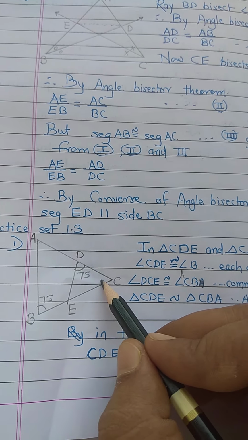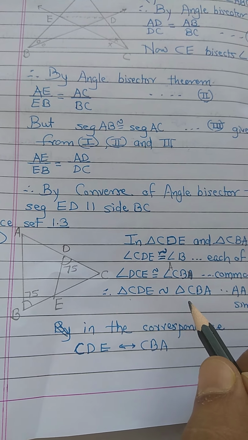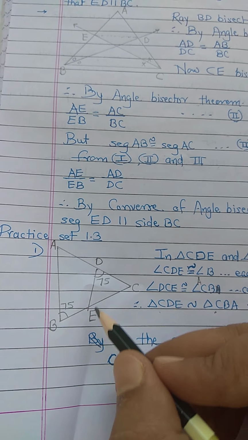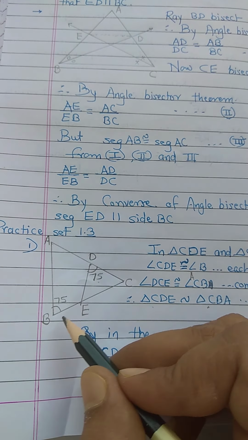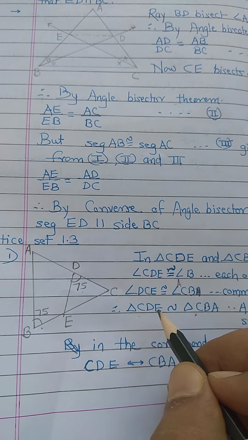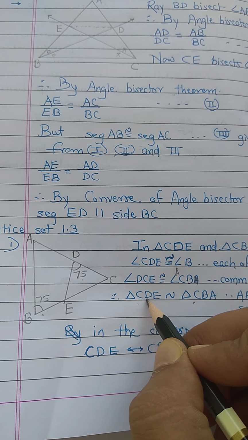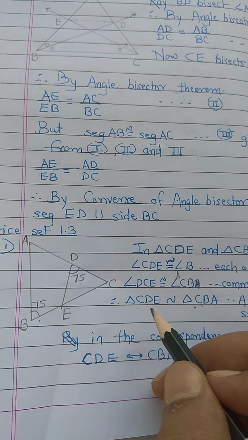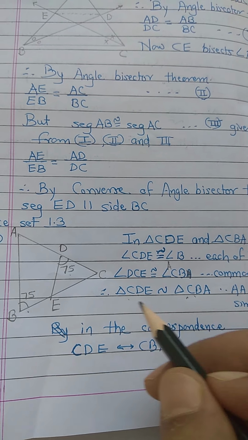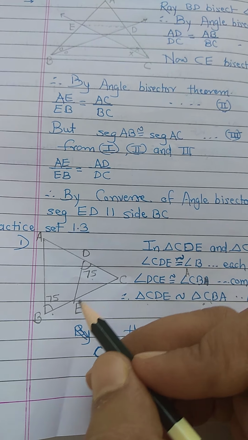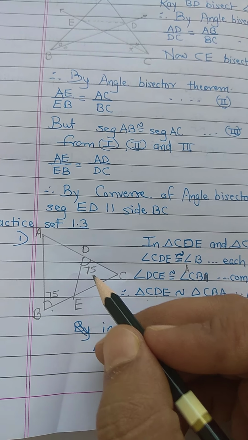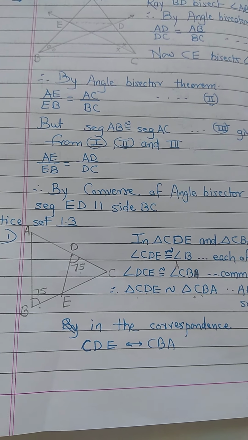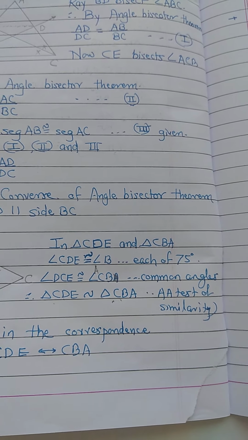C is the common angle, therefore C corresponds with C. Here D is 75 degrees and here B is 75 degrees. Therefore D should have one-to-one correspondence with B. Therefore we write triangle CDE similar to triangle CBA by AA test of similarity. Two angles of one triangle are congruent with two angles of the other triangle, then the two triangles are similar by AA test of similarity.